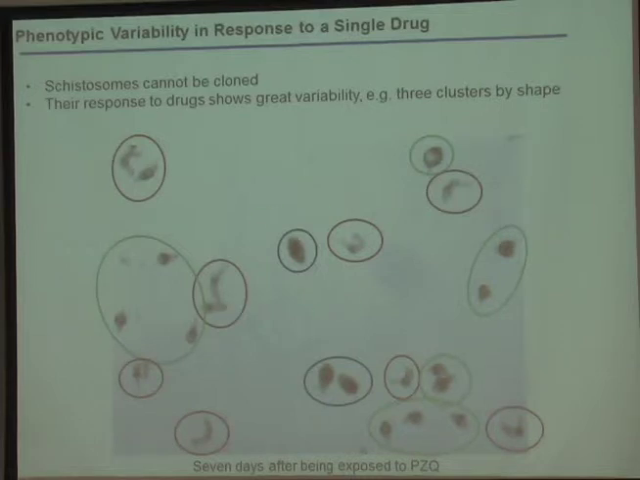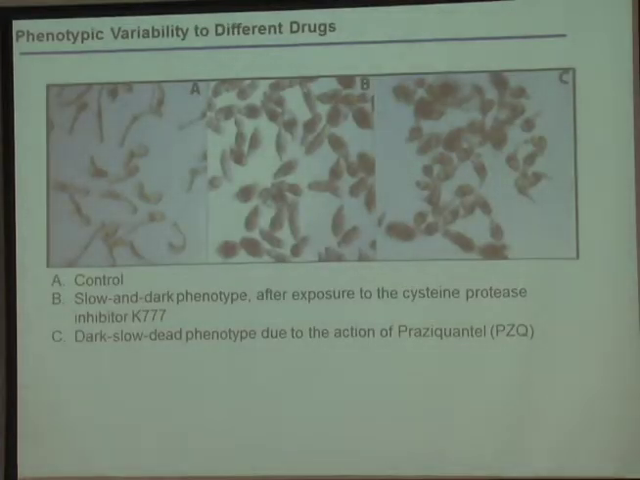The converse is also true. Different parasites show different effects as a result of different drugs. Here is the parasite in its normal state, which is what some of those guys were looking like. This is the impact of a drug called K777. This is the impact of Praziquantel. So different drugs can elicit different phenotypes. The same drug can also elicit different phenotypes depending on the variability of the parasite. It is very interesting.